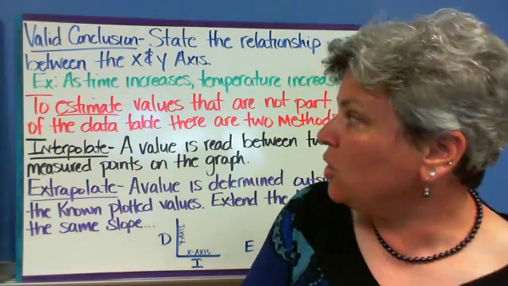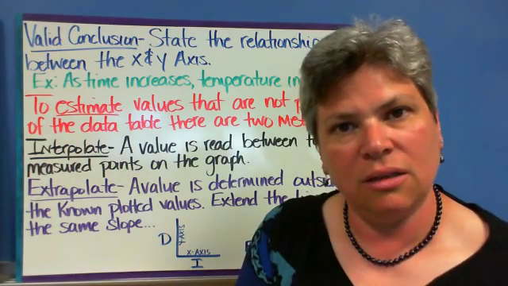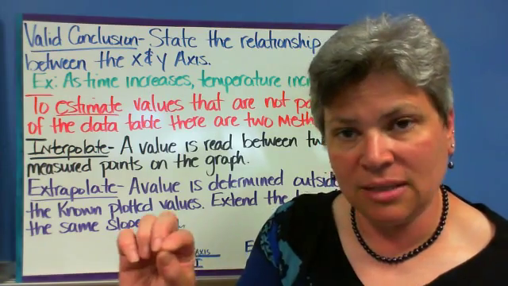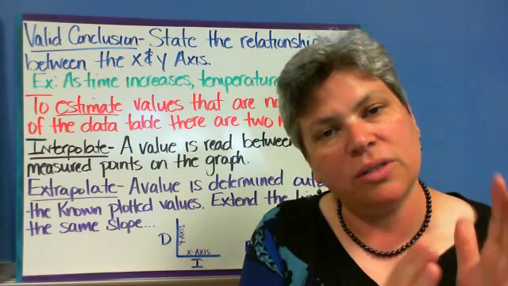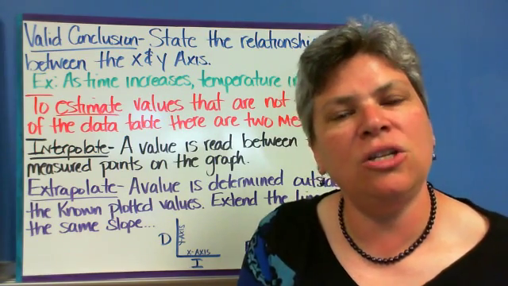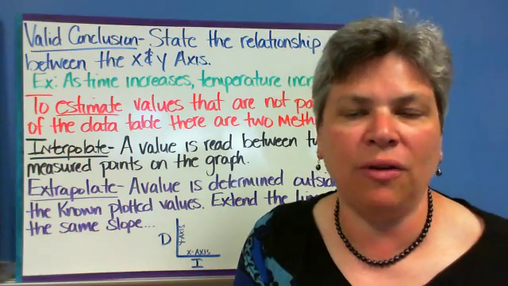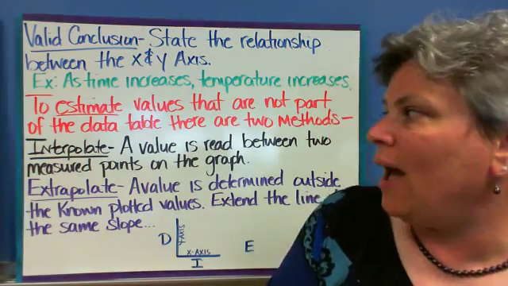So on what I just showed you, as time increases, the temperature increased. So time was my x-axis, it increased. Temperature is my y-axis, it increased. So as time increases, temperature increases. That's all you need to do when you state a conclusion about the graph. You're telling me about the two variables that you just had in your graph.